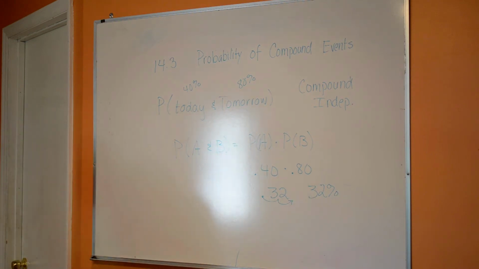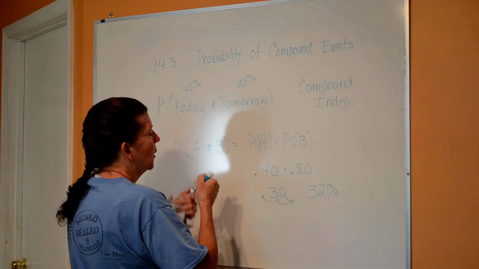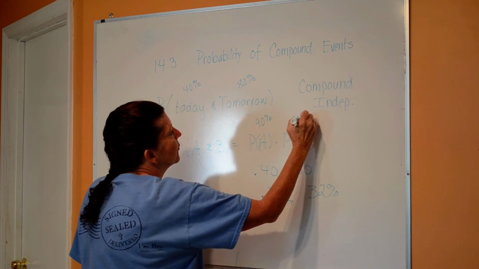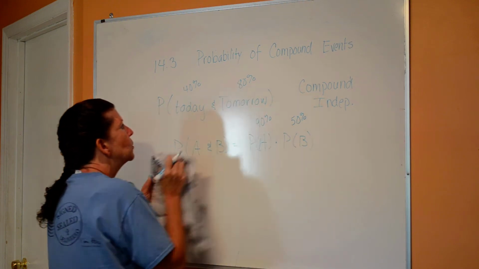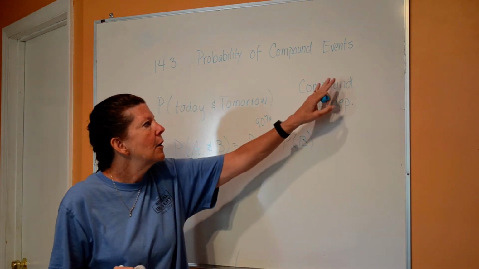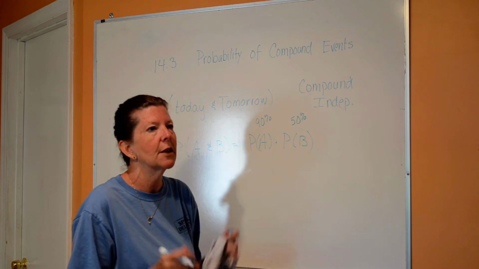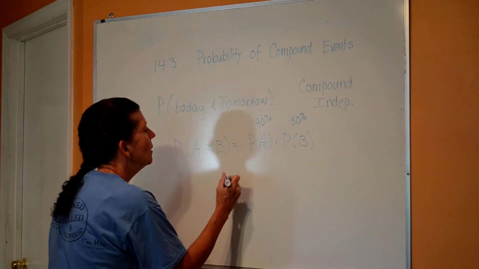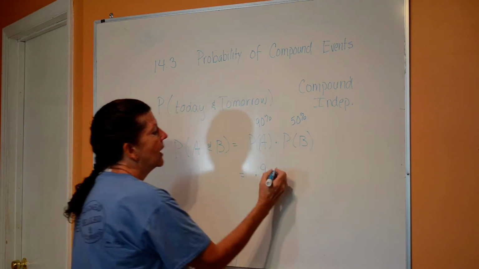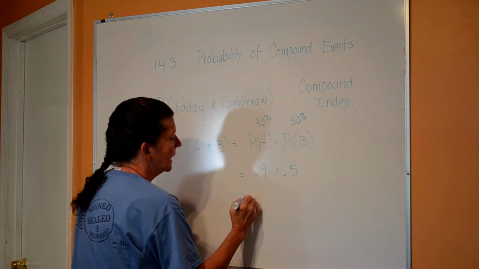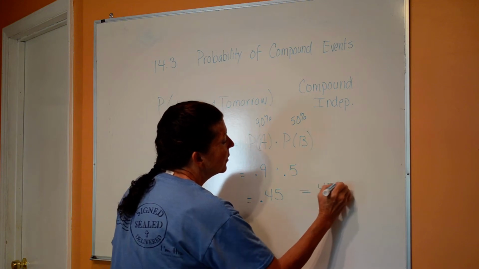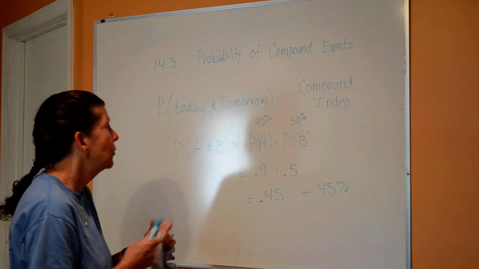So we have a 90% for my A event and a 50% for my B event. Now, just because one is on time doesn't make the other one on time. So they're independent. They do not depend on each other, but they're compound because 2 things must occur. So that's going to be decimal 0.90 because remember I moved the decimal 2 places to the left. This is going to be decimal 0.50. So I'm going to get a decimal 0.45 or a 45% chance of them both being on time.